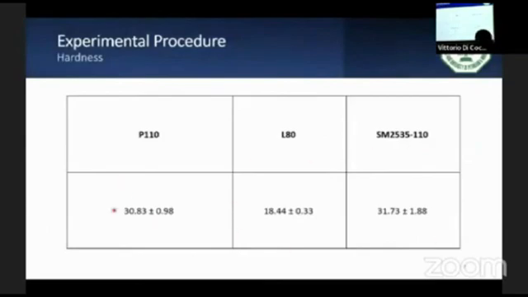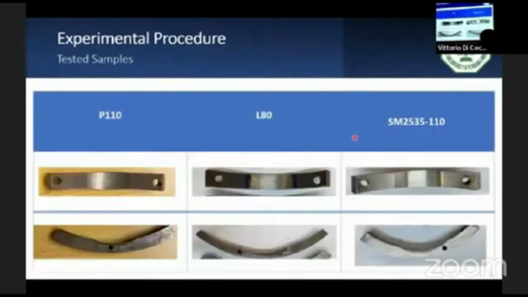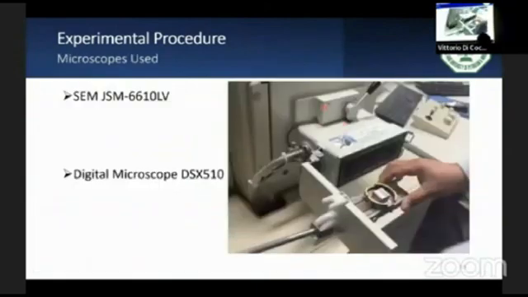For the hardness, for the P110, we obtained the hardness by using a hardness machine, and here you can see the result. Here we have the tested sample. As I mentioned, we tested samples of the casing for the three materials, and we can see here how the samples are affected by the wear. To measure the wear mechanisms, we used the SEM and the digital microscope.